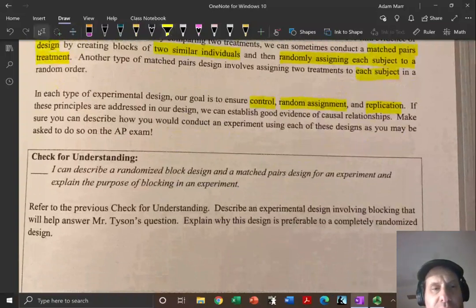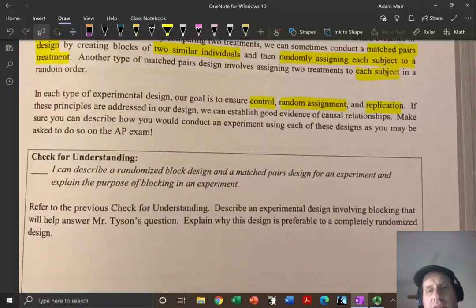Each type of experimental design is subject to ensure control, random assignment, and replication. If these principles are addressed in our design, we can establish good evidence for causal relationships. Make sure you can describe how you would conduct an experiment using each of these designs, as you may be asked to do so on the AP exam. All right, so that's what we're working on now.